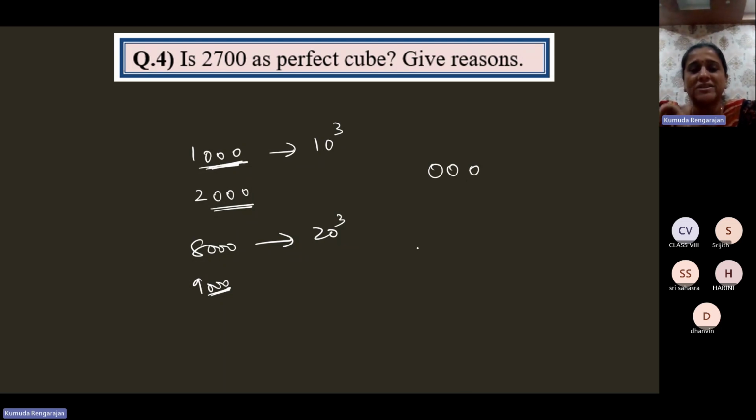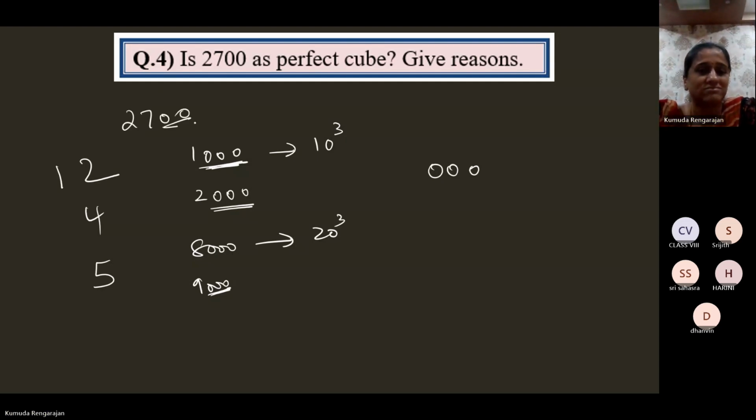But if a number ends with 1 zero, 2 zeros, 4 zeros, 5 zeros, no, it cannot be a perfect cube. Because the number of zeros in the end must be a multiple of 3. 3 zeros or 6 zeros or 9 zeros or 12 zeros, 15 zeros, it should be a multiple of 3. So if a number ends with 2 zeros, it cannot be a perfect cube. But you cannot give that as a reason.